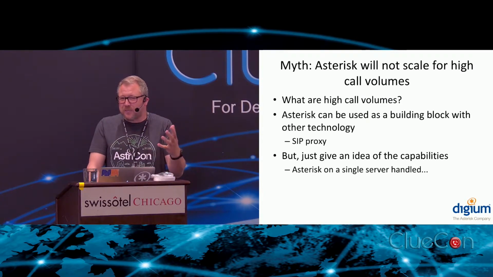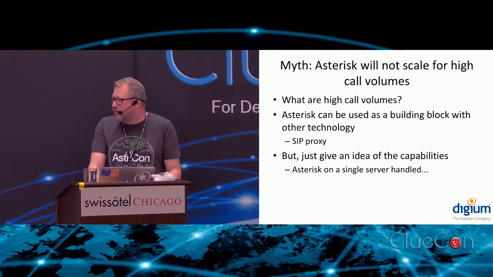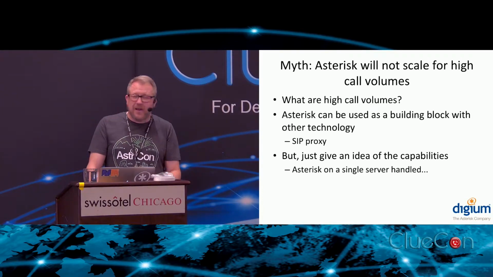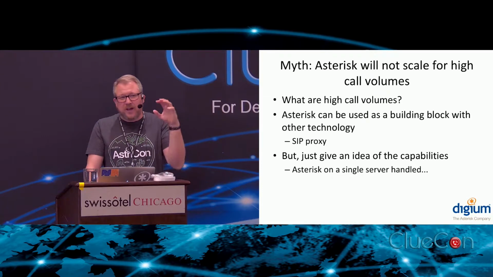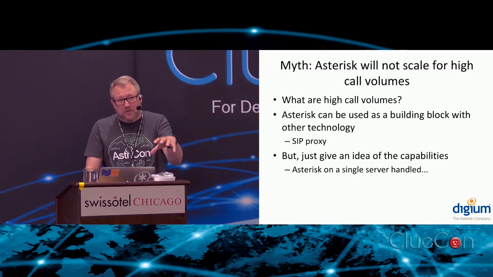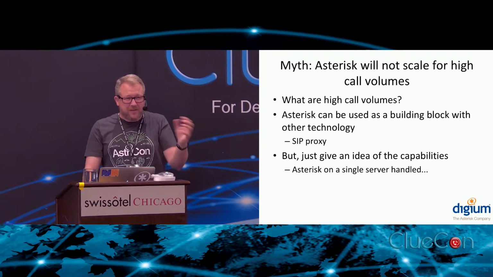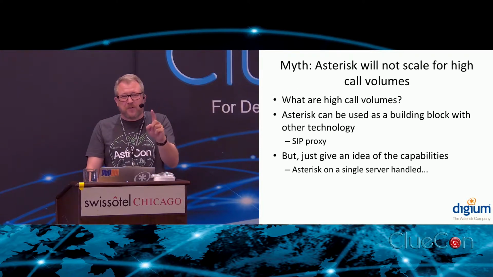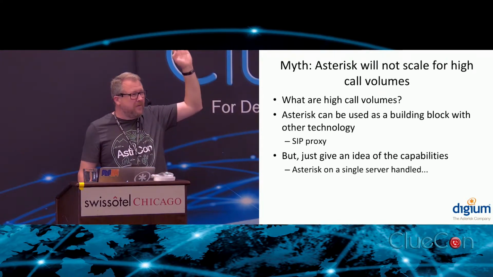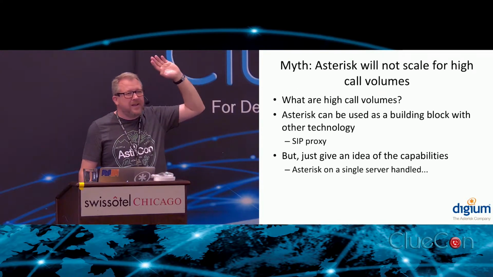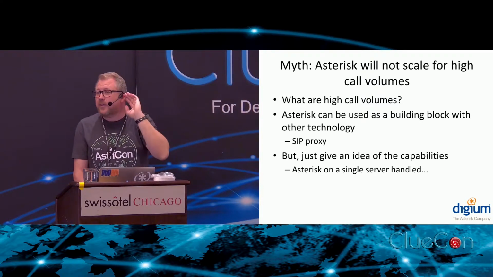You can use Asterisk as a building block with other technologies, and I'll have a diagram on that in a moment. But just to give you an idea of the highest number of calls you can get on a single Asterisk box. So this is not a cluster of boxes. This is not a farm of servers. This is one Asterisk box. Who would have a go about the highest number of calls that you could get? Any guesses out there? Yes, sir.